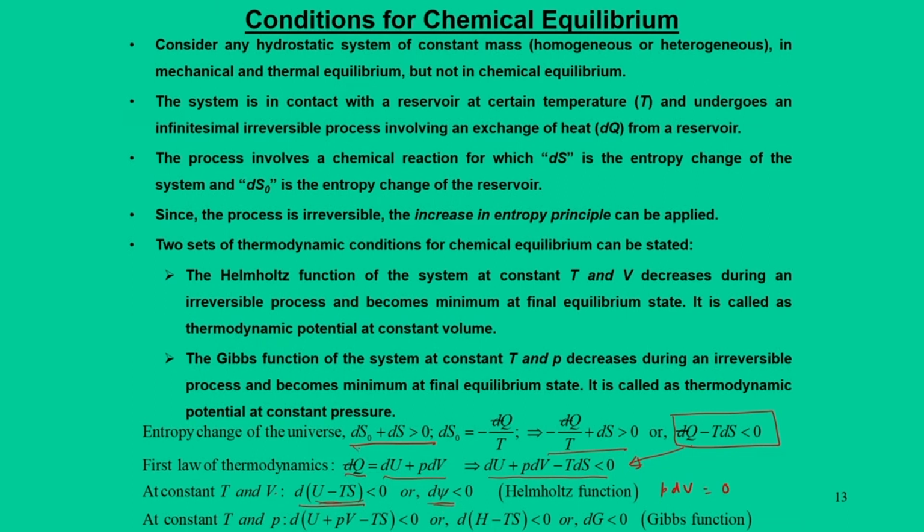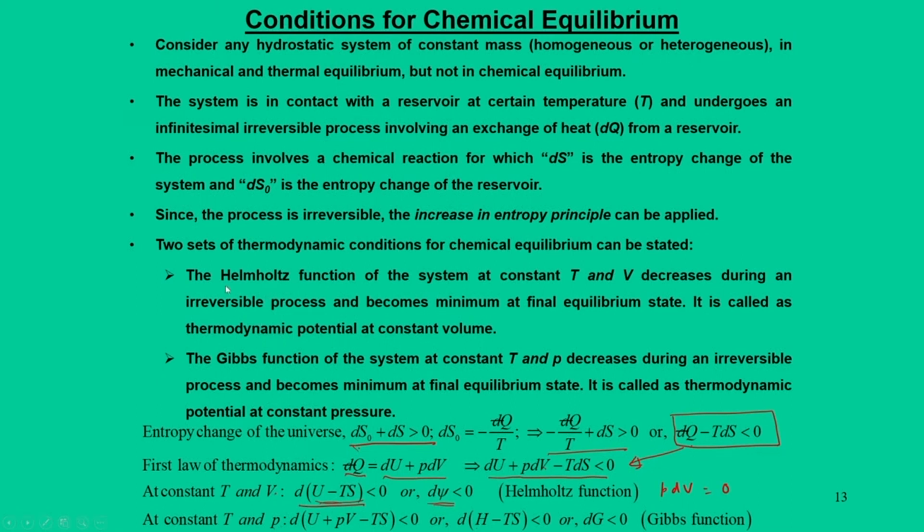Now, in a constant temperature and pressure process, we can rewrite this equation as d of U plus PV minus TS is less than 0. U plus PV is nothing but the enthalpy H, so H minus TS, which is represented as the Gibbs function. So, the change in the Gibbs function is less than 0. So, there are two sets of thermodynamic conditions for chemical equilibrium, obtained by considering the principle of increase in entropy.